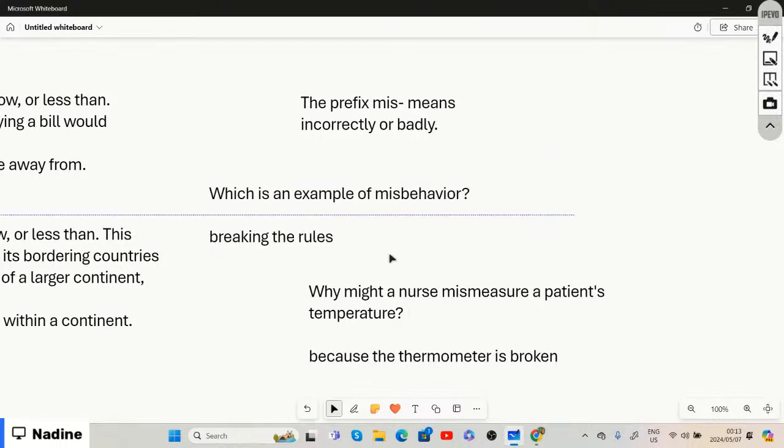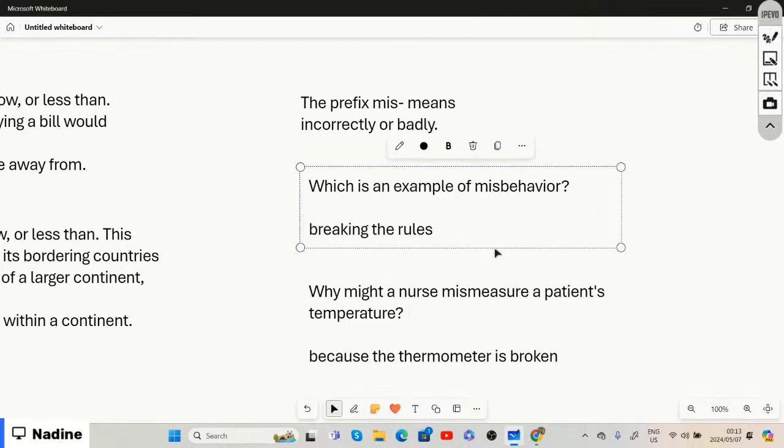Then we go on to the prefix mis, right? And the prefix mis means incorrectly or badly. Incorrectly or badly.